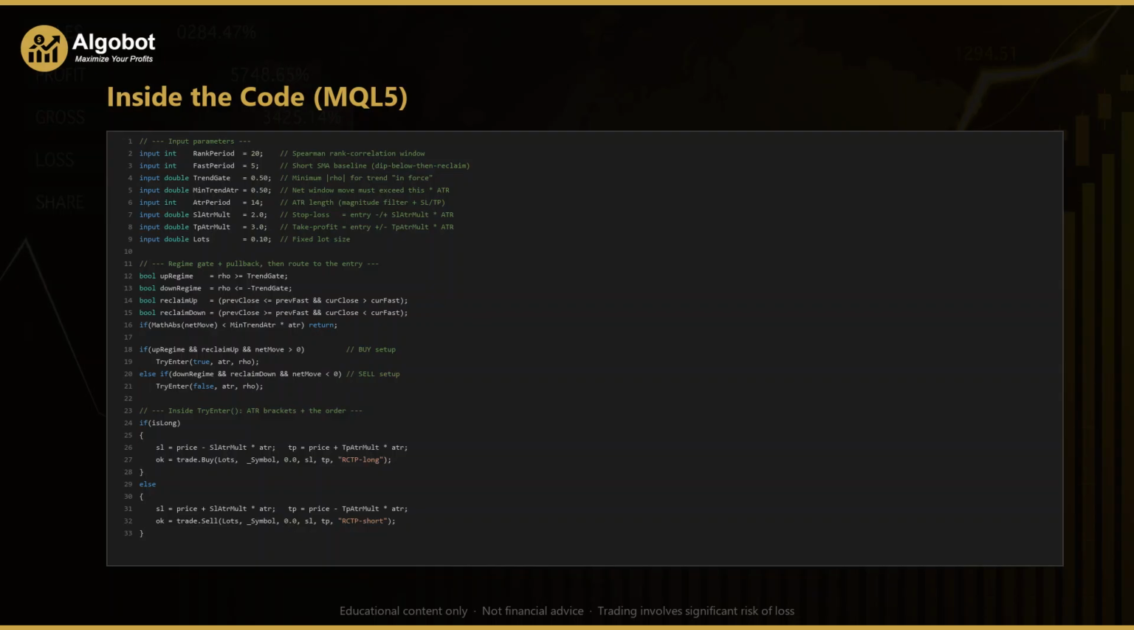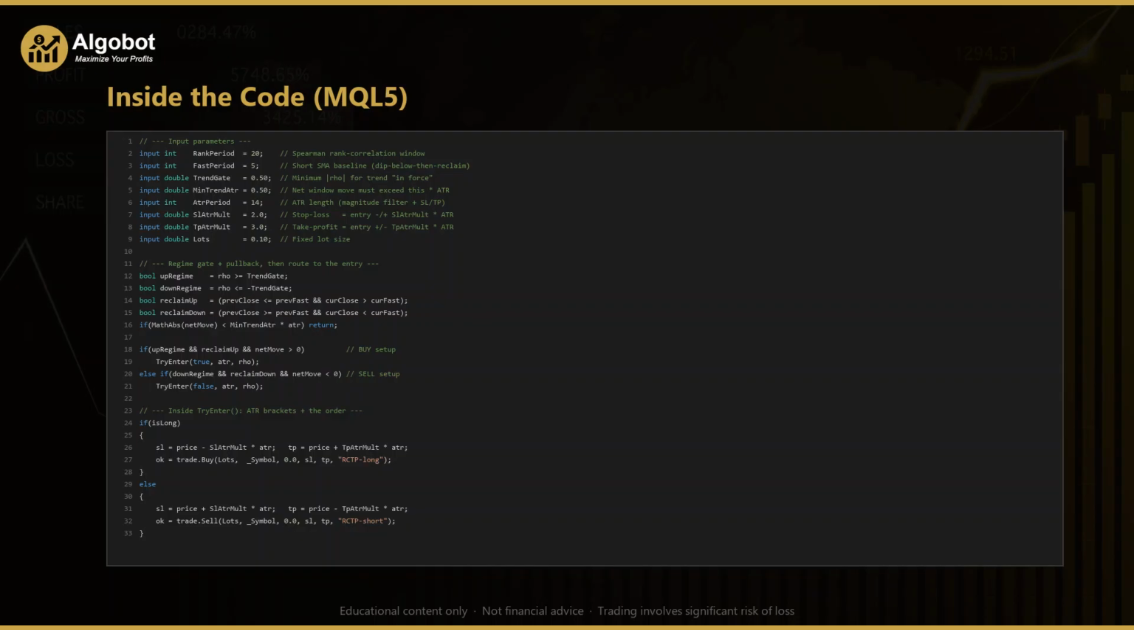TrendGate 0.5 is the minimum correlation for a trend to count. Min trend ATR 0.5 is the magnitude filter. ATR period 14 drives both that filter and the stop and target distances. Then SlATR multiple of 2 and TpAtrMult multiple of 3 set the risk brackets, and lots is the fixed size.